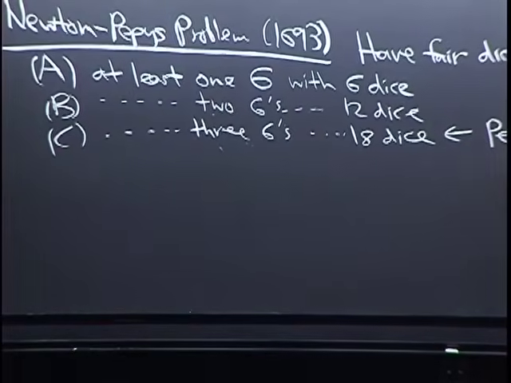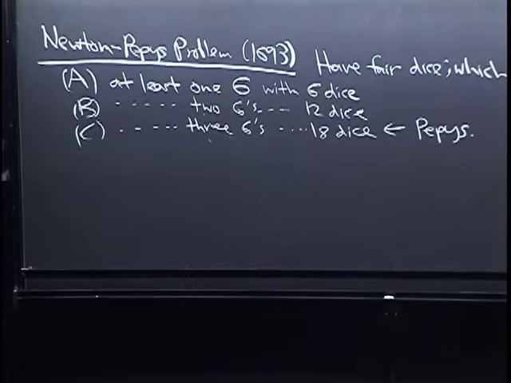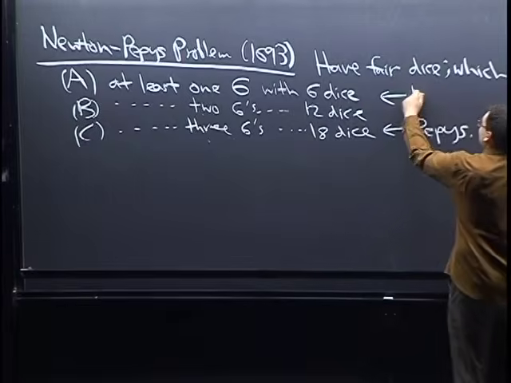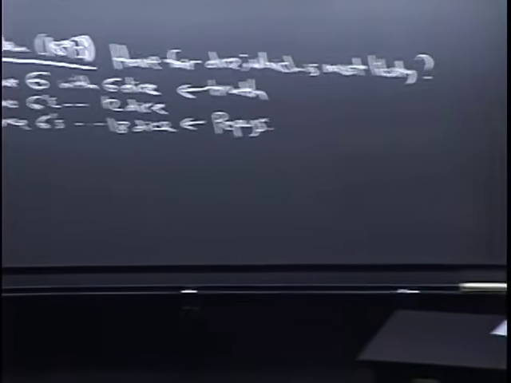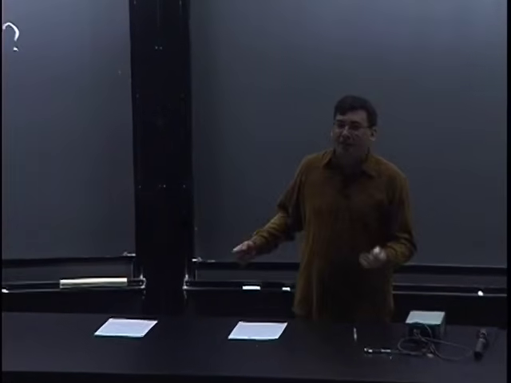Now, C is what Pepys strongly believed, and he was asking Newton, is that correct? Can we back that up? And the answer is A. Now, it's not at all obvious, though. Okay, that's why he had to write to Newton.